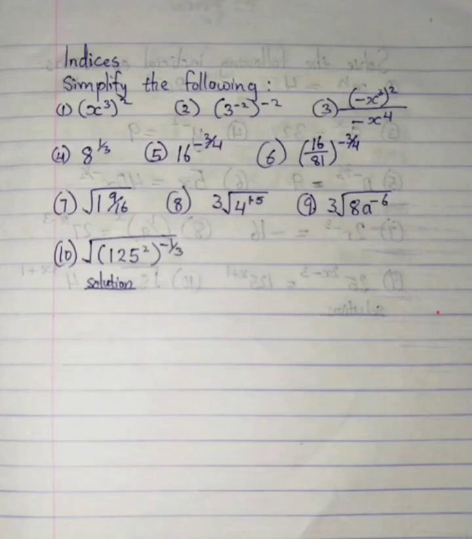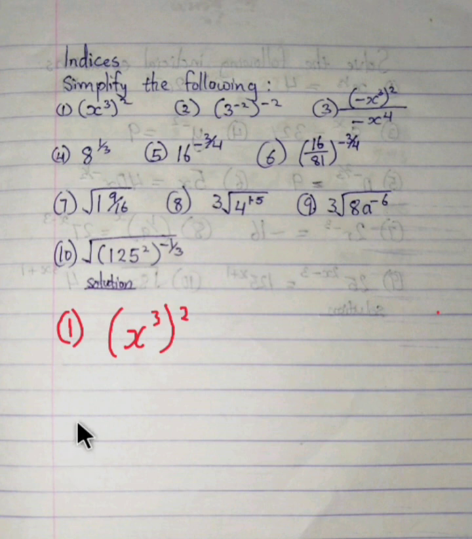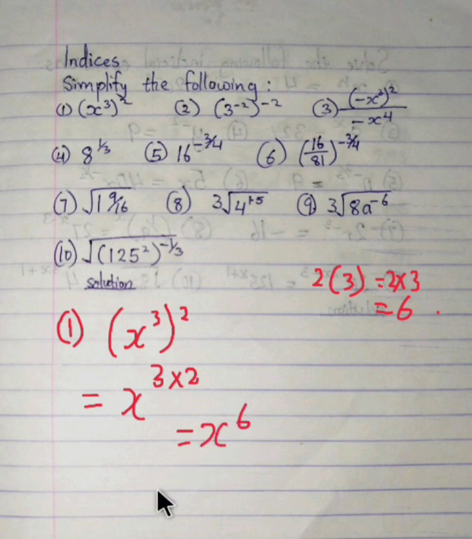In this video, we are going to look at 10 more examples on indices. Number 1: we have x raised to power 3, bracket, raised to power 2. As you can see, we have two powers, 3 and 2, separated by brackets. Whenever you have a bracket, let's say 2 bracket 3, that's going to be 2 times 3, which is equal to 6. The same thing in 3 bracket 2, that's going to be 6. Now, the answer to this is simply x raised to power 3 times 2, and that gives us x raised to power 6.